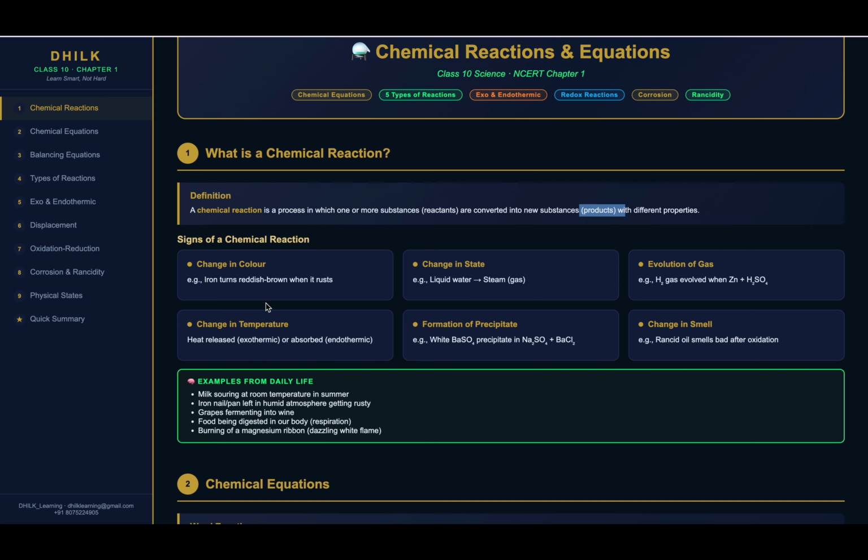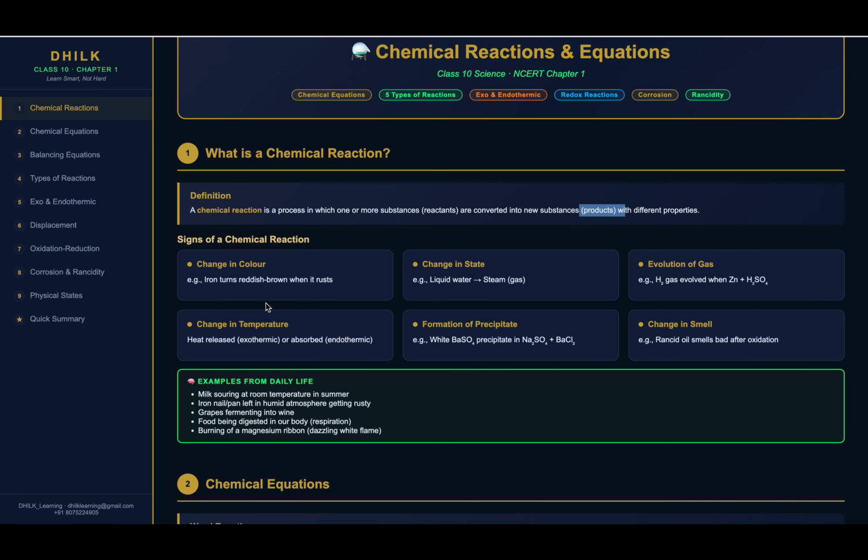And third is the formation of a precipitate. A precipitate is an insoluble salt that forms suddenly when two liquids are mixed. For example, when you mix sodium sulfate solution with barium chloride solution, a white solid suddenly appears at the bottom. That white solid is called a precipitate. It tells you a reaction has taken place. Fourth is a change in temperature. If a reaction releases heat, the container becomes warm. If it absorbs heat, the container becomes cold. Both of these tell us a reaction is going on.